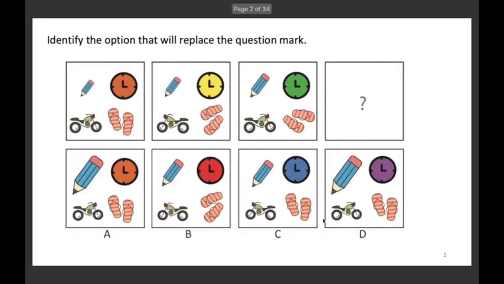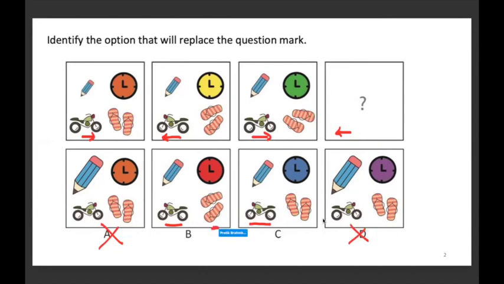So this is the first question. You have to identify the option that will replace the question mark. You're given a series here. You have to identify which option will replace the question mark. So one particular thing is clearly happening: the bike is first facing this way, then the opposite side, then this way, and then again it has to face the opposite side like this. So from that, options B and C are fine, A is wrong and D is wrong.